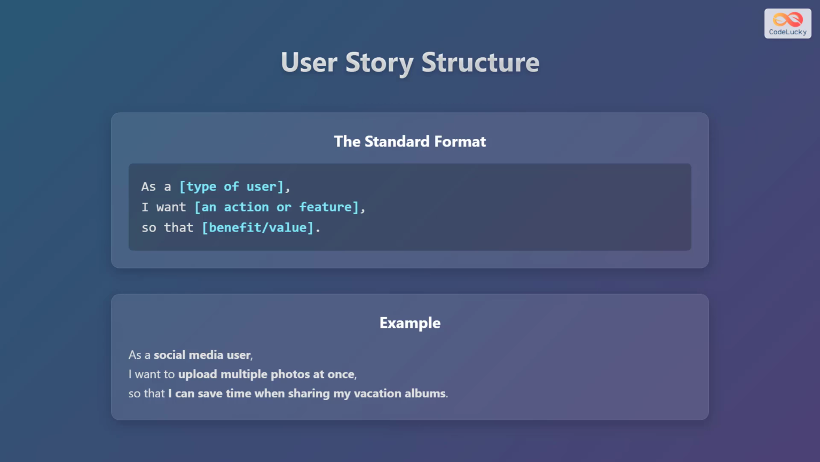User stories typically follow a standard format. It's structured as: as a type of user, I want an action or feature, so that benefit or value. For example, as a social media user, I want to upload multiple photos at once, so that I can save time when sharing my vacation albums.